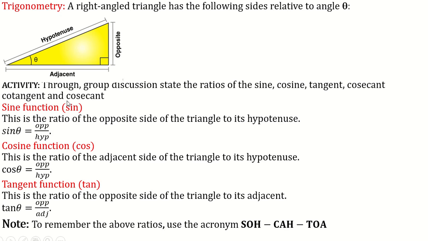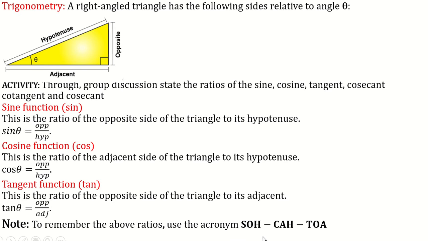So we're going to treat the functions of sine, cosine, and tan. As you can see, sine theta is equal to the opposite, which is here, over the hypotenuse. Cos theta is adjacent over the hypotenuse. Tan theta is opposite over the adjacent.